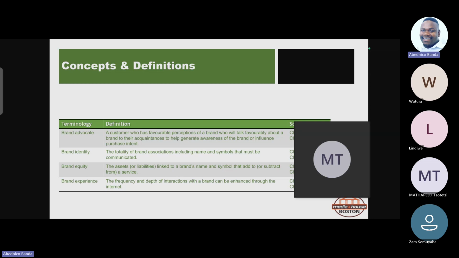So those are the terms that we are going to be unpacking as this lesson progresses. So we've got brand advocate, brand identity, brand equity, and brand experience. Which one, guys, would you say is a new term to you? You have heard those terms before, right? Or is it your first time hearing them?